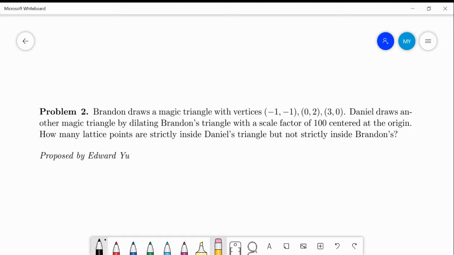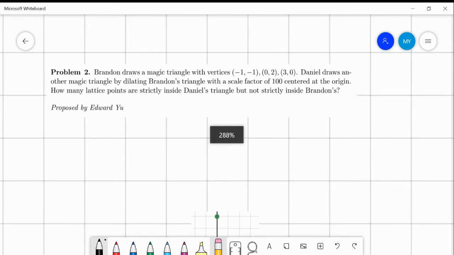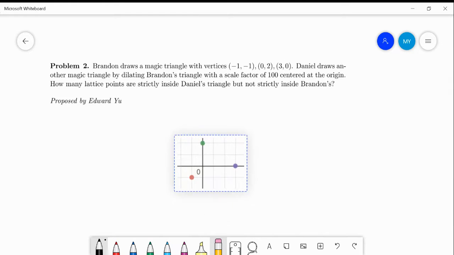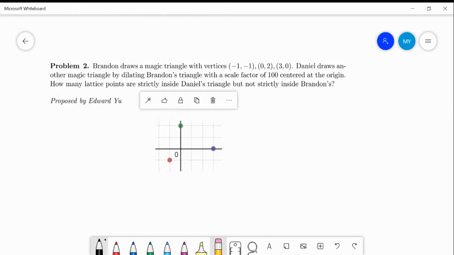Alright, so this problem can be a lot to take in without a diagram. So I've had Desmos, our handy friend Desmos, draw a diagram of Brandon's magic triangle for us. And I'm not going to draw Daniel's triangle for obvious reasons, because that would just be a huge triangle, but we can at least visualize Brandon's triangle.